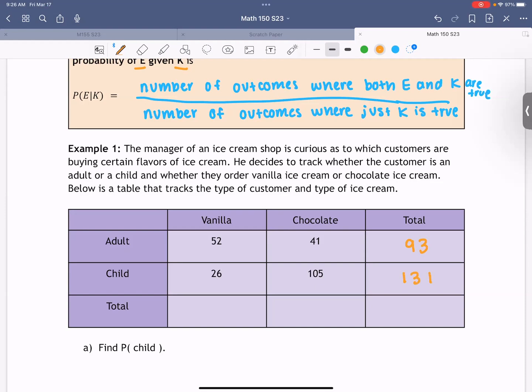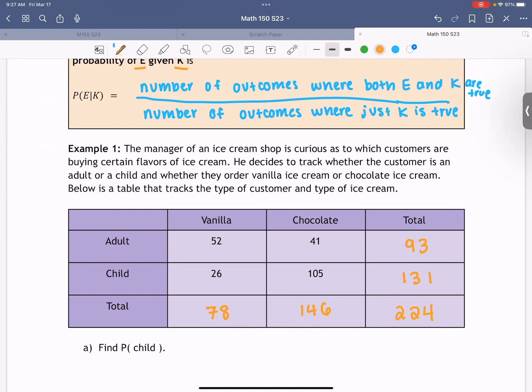Going down, this cell represents the total number of vanilla, so 52 plus 26 gives us 78, and the total chocolate is 146 by just adding down. Now, finally, there's a total here. I'm guessing this cell has to be the grand total, the total number of people in the entire sample. How do you think I'm going to get that one? 93 plus 131. Perfect. You can add down. Is there another way we can do it? You can add across. Either way works. You can either add 93 plus 131, or you can add the 78 and 146. But whichever way you do, you should get 224.